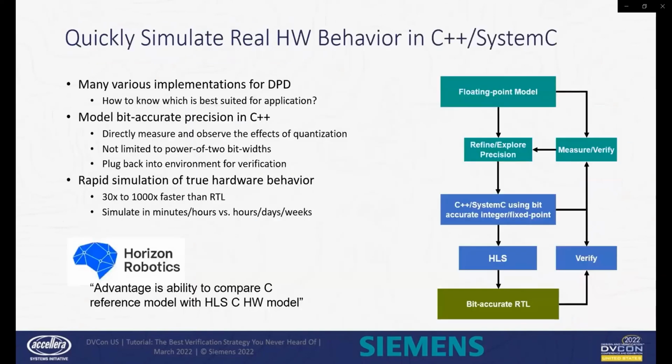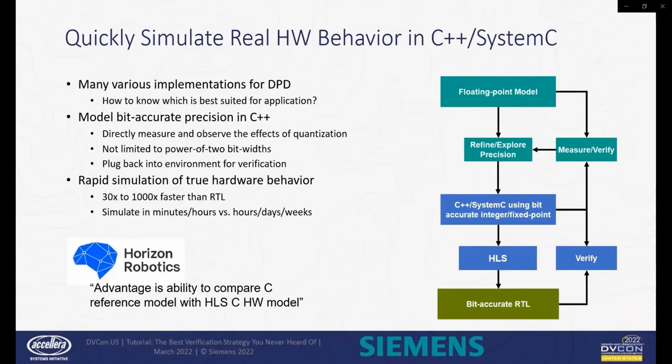Looking at the design flow and how we can quickly simulate real hardware behavior in our high-level language model. The design of the DPD, as with many communication blocks, began with the development done by an algorithmic team using floating point models. Thus, part of the job of the designer, regardless of if using HLS or not, is to quantize a floating point model into a more area and power efficient fixed point implementation. When this is done using HLS, we have the ability to plug the quantized HLS model back into the same environment, thus ensuring it meets performance requirements.